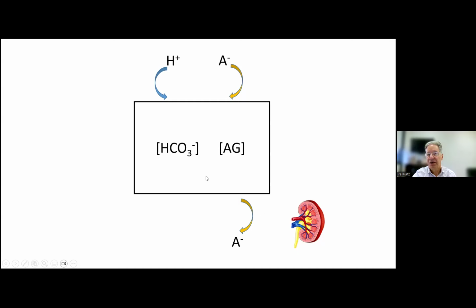And so if we have a situation where the output is matching the input from time zero, the anion gap will never go up. And that's an important point to remember in anion gap metabolic acidoses, that the anion gap is not just a reflection of what came into the body, it's a reflection of what's leaving via the kidney.